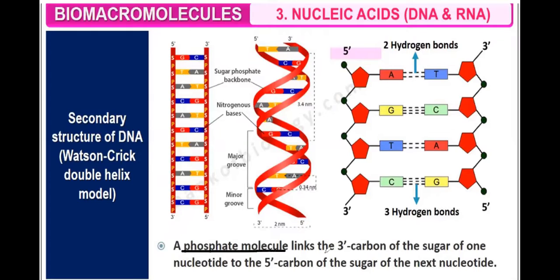A phosphate molecule links the 3' carbon of a sugar. This is a sugar; this is first, second, third. This is the third. So a phosphate molecule links the 3' carbon of the sugar of one nucleotide to the 5' carbon of the sugar of the next nucleotide. So this is 3' of one sugar, and this is 5' of the second sugar. So phosphate links 3' of one sugar with 5' of the next sugar.